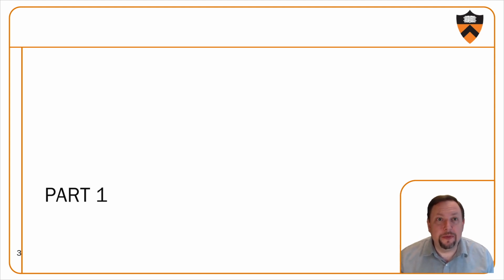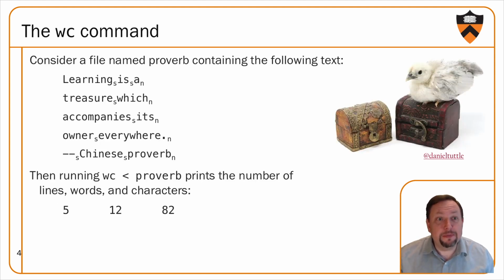So let's start with part 1. This part is going to be about implementing the wc command. Now, wc is a standard Unix utility that stands for word count, but in fact, it actually prints out 3 different statistics about a piece of text. So for example, if you run it on this little proverb, then it'll print out 3 different numbers: the number of lines, the number of words, and the number of characters.